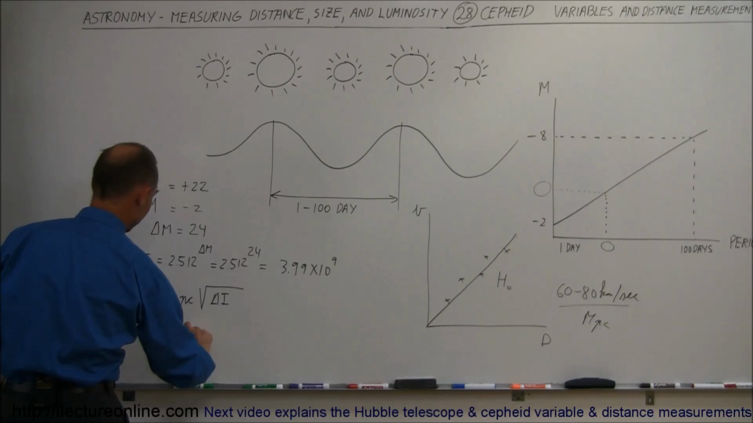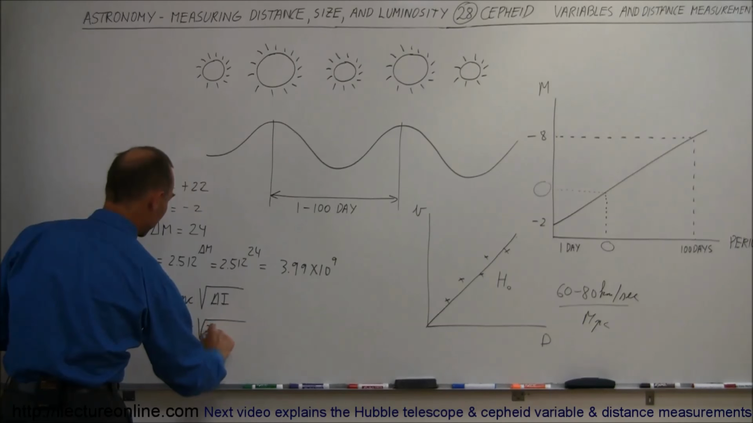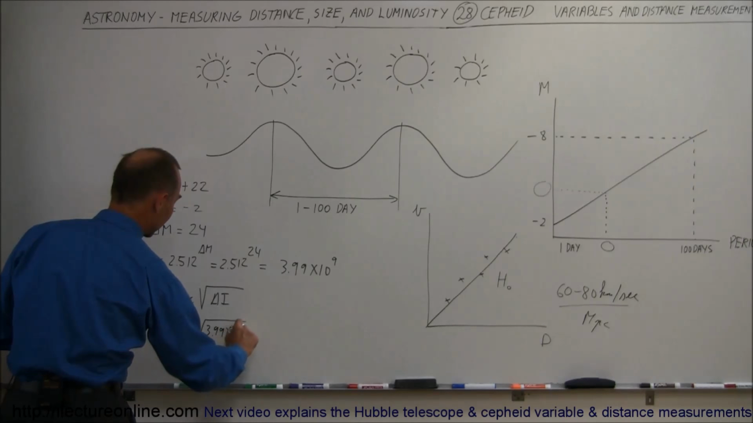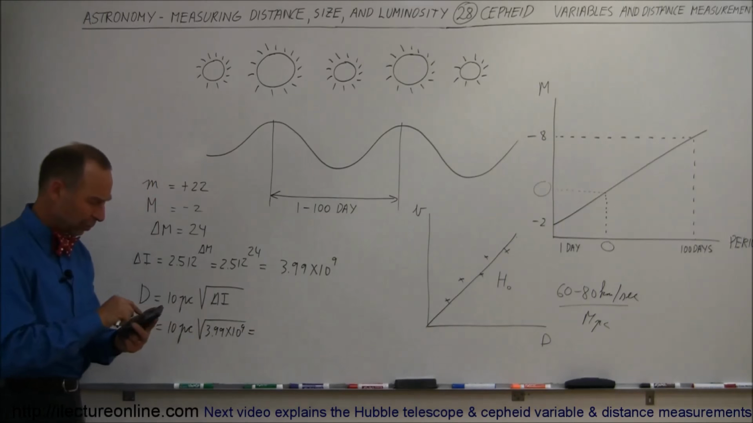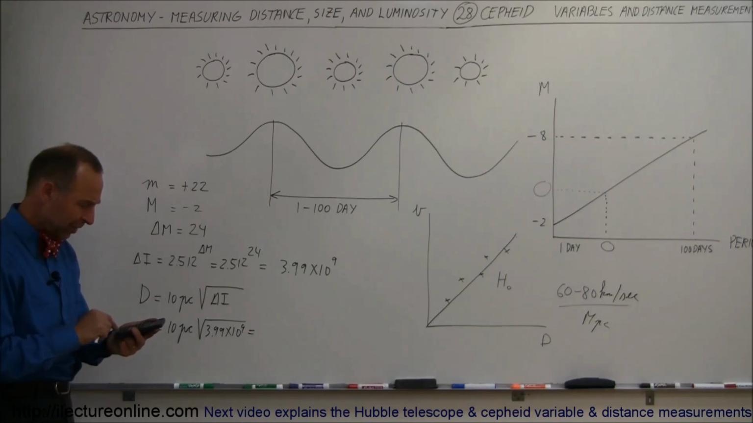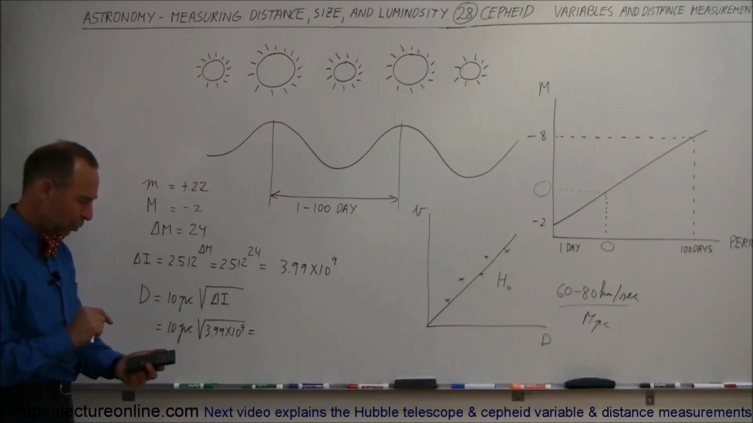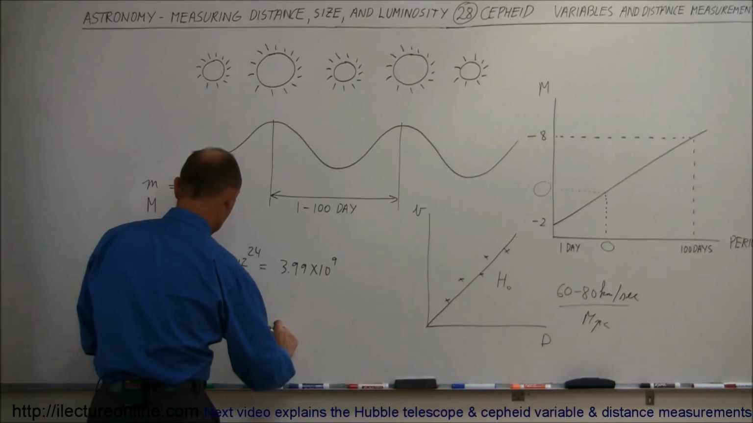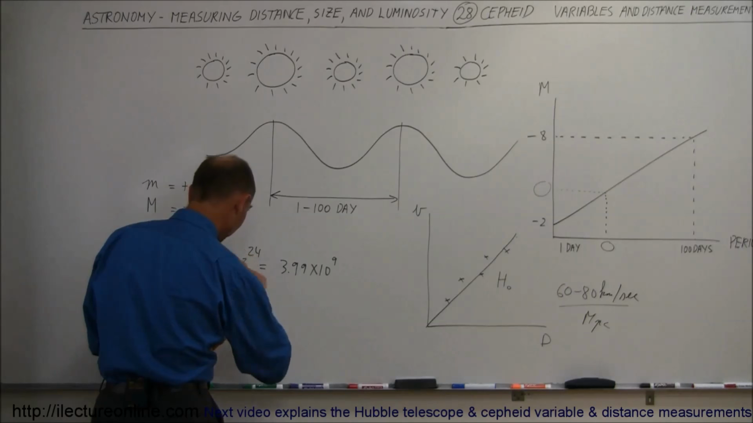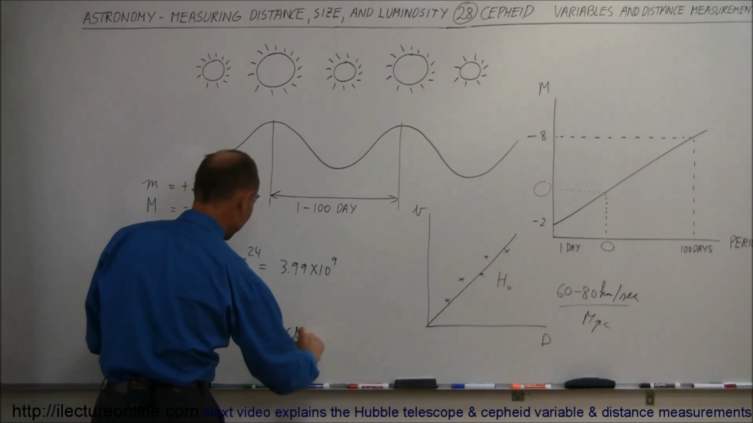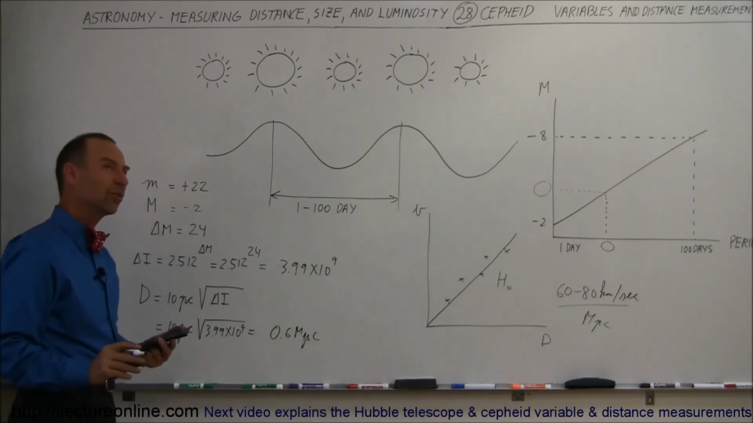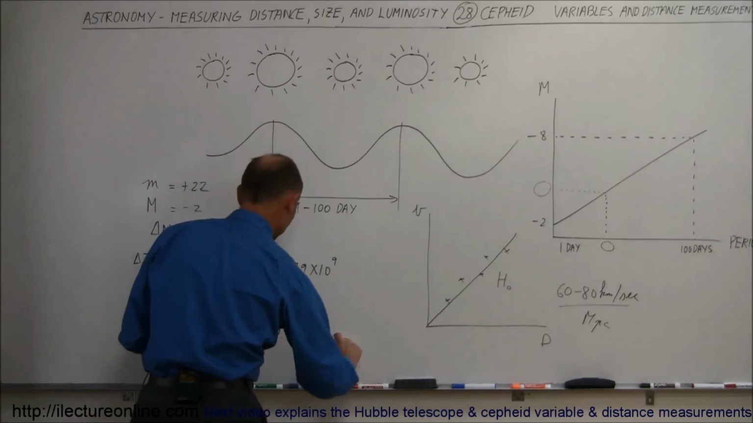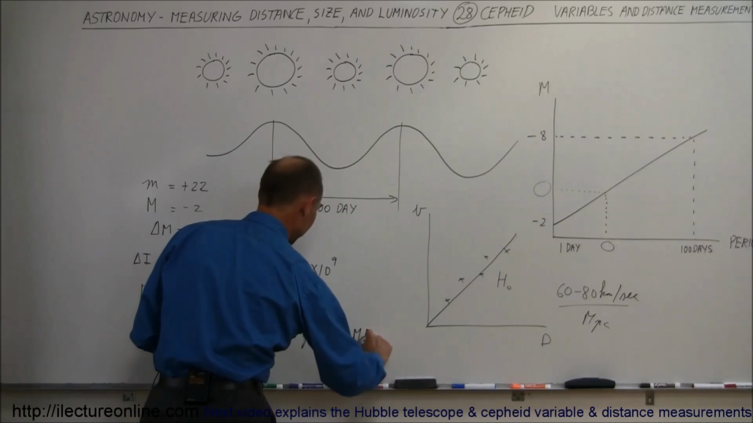So it's equal to 10 parsecs times the square root of 3.99 times 10 to the 9th. So let's take the square root of that, times 10 parsecs. And that would be equal to 0.6 megaparsecs, which is about 2 million light years, 2 mega light years.